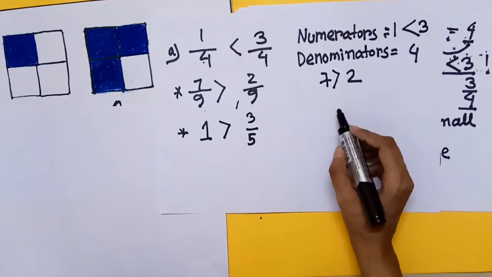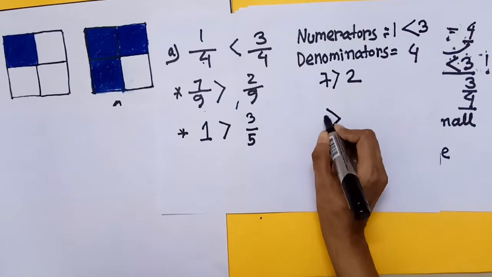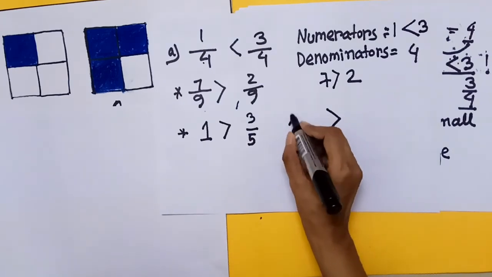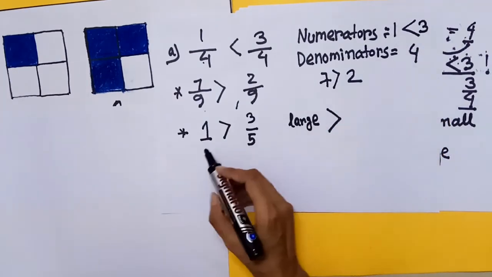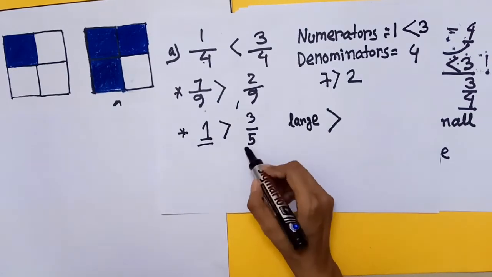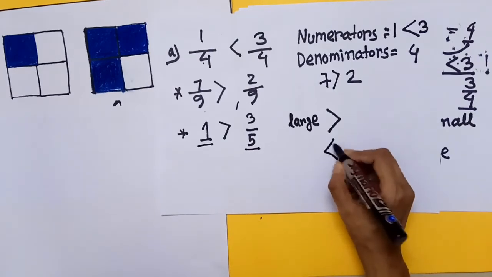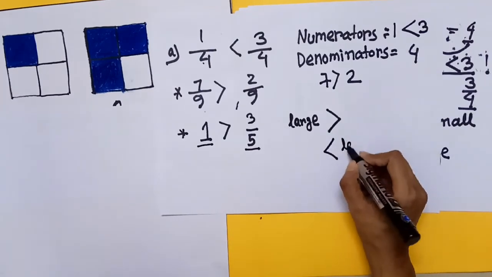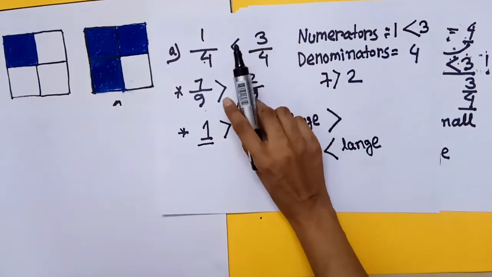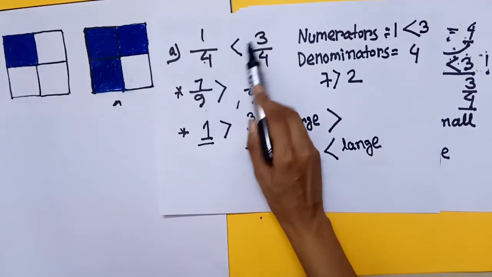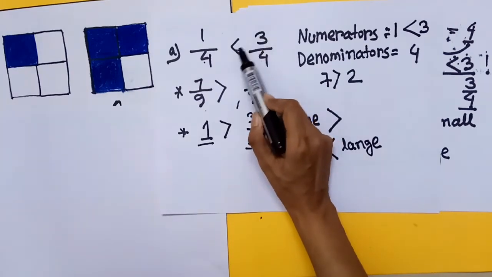Remember, always write the large number toward the open portion of the symbol. Here 1 is large and 3/5 is smaller. Again, always write the large number in the open portion. Here 1/4 is smaller and 3/4 is large. That's why I have written 3/4 in the large portion.